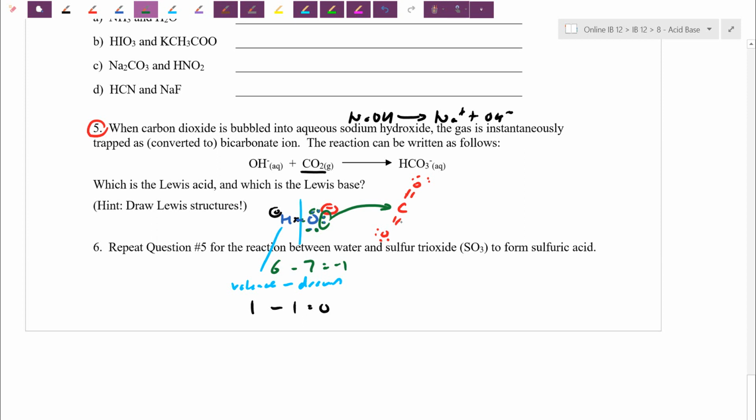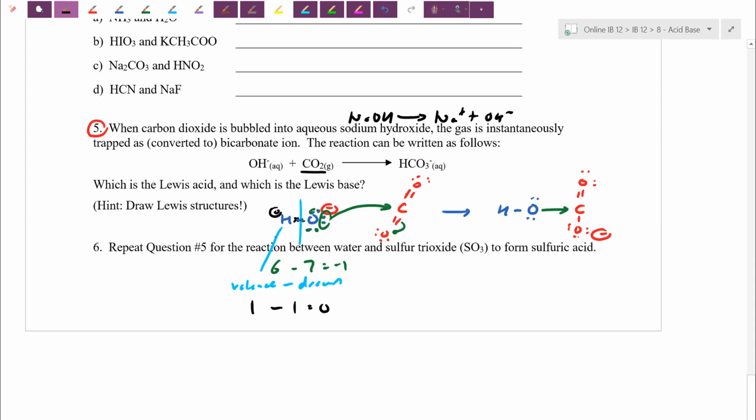In that situation, one of these electron pairs has to move. So let's see if I can draw this here. So we have H and O. We've just created a coordinate bond to a carbon. The carbon, which used to be double bonded to an oxygen on both sides, in this case here, one of the bonds actually went back to become a lone pair. And now we end up with this species here, which is HCO3 minus, hydrogen carbonate.